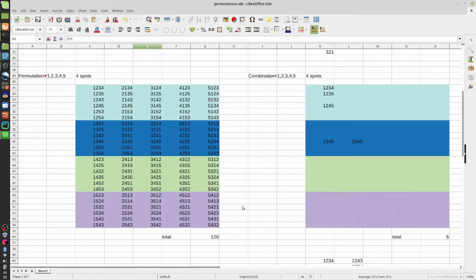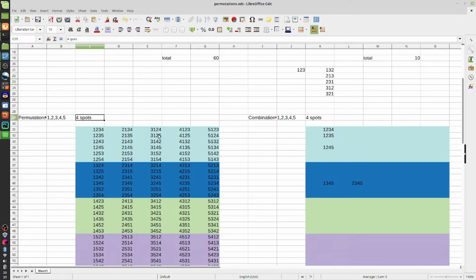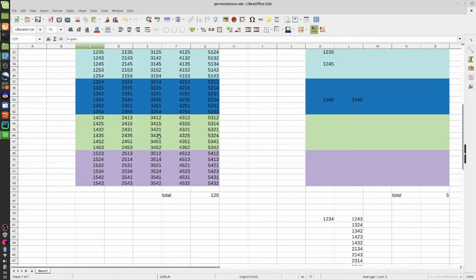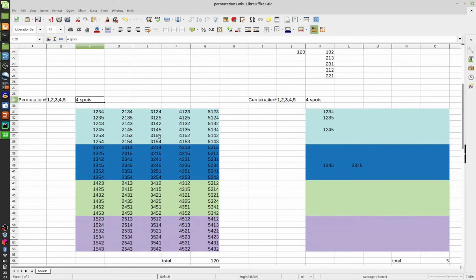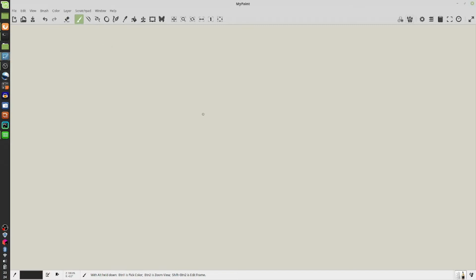For a better example, we can actually get larger numbers. With the same 1 through 5, I'm going to add it to 4 spots, and all of a sudden you're going to notice it gets a bit bigger. So in our case here, we have all of the possible permutations that you can put in here for 1 through 5 in 4 spots, and then here's all the combinations. So coming back here, let's do the math on that. Let's make a clear screen here.